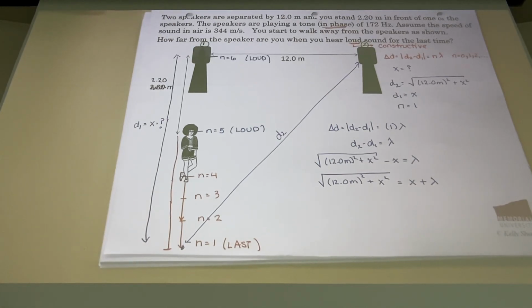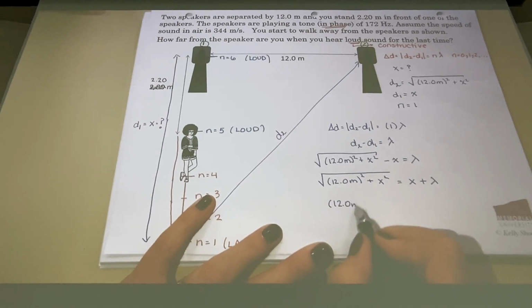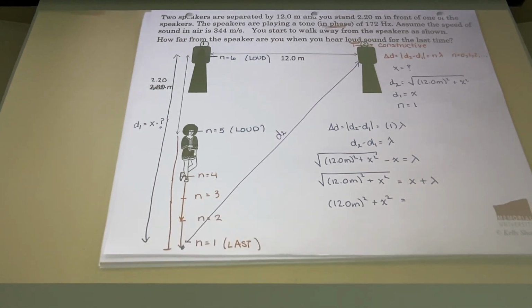Okay, this one is easier to deal with. I'm going to square both sides. So on this side, I get 12 meters squared plus x squared equals. I have to square this side. So when you square a term, I think some high schools call it FOIL method, first, outer, inner, last.